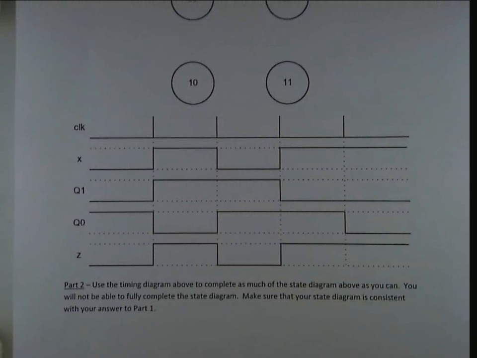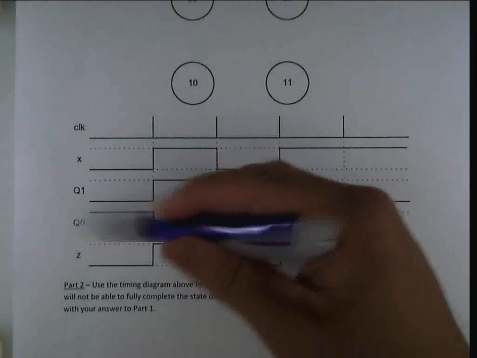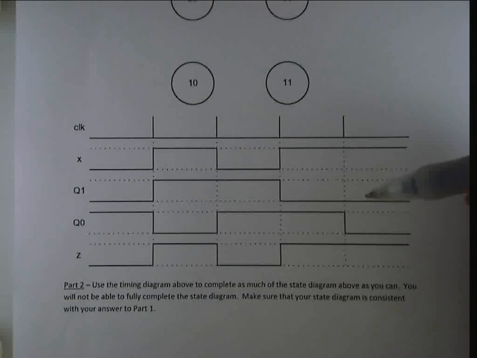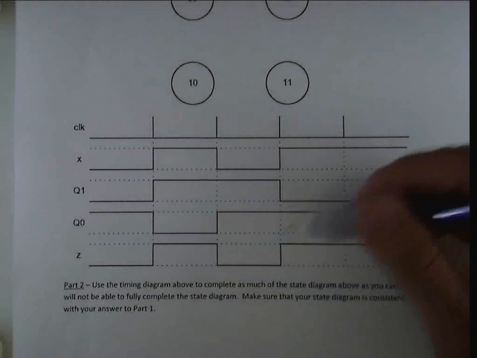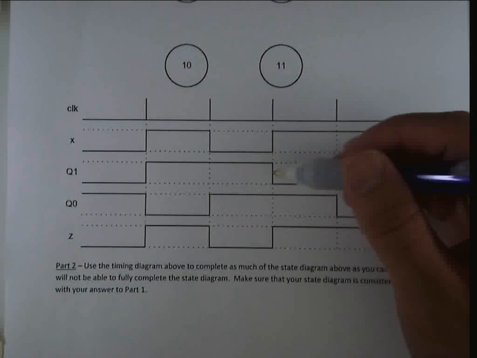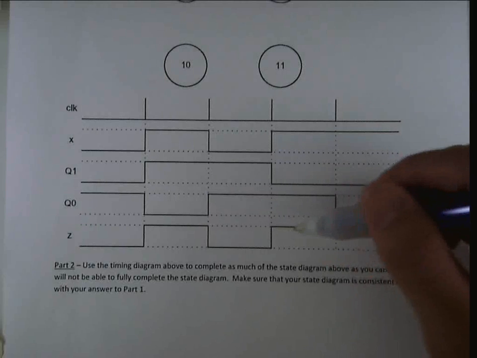Well, basically the definition of a Mealy machine is that the output is a function of both the current state and the inputs. And a Moore machine is defined as a state machine where the outputs only depend on the current state. And so basically the question is, can we build a combinational circuit that will be able to combine Q1 and Q0 to solve for Z?